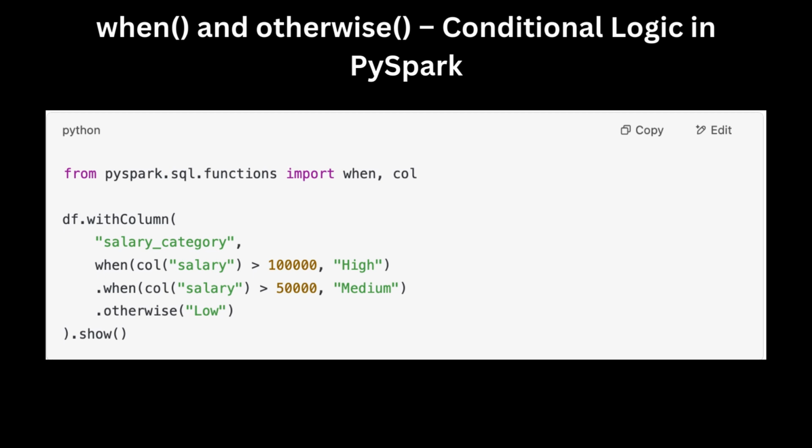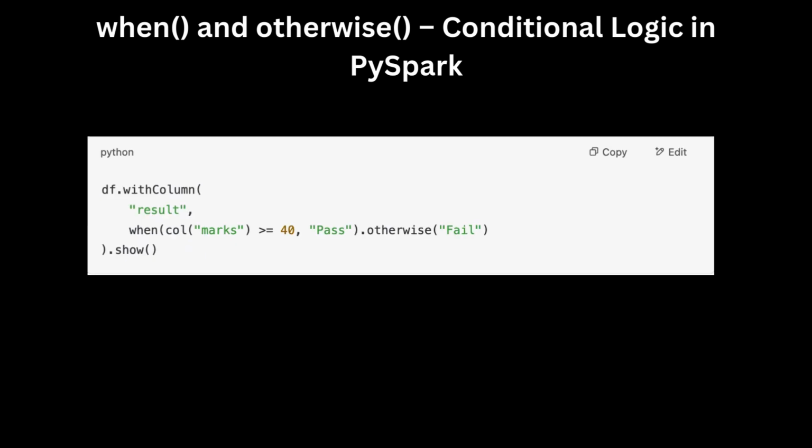Now let's see how it works. When evaluates a condition. If it's true, it returns the corresponding value. You can chain multiple when clauses for multi-level logic. Otherwise handles all the cases that didn't match any when, just like nested if-else statements, but optimized for distributed processing.